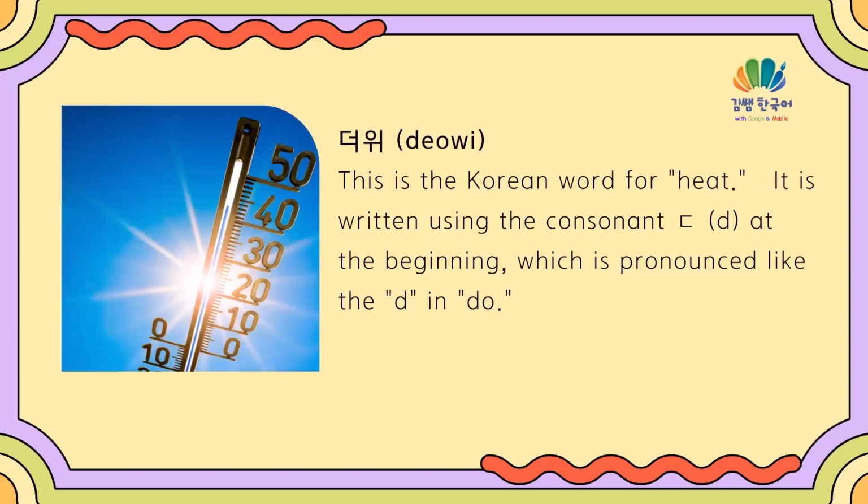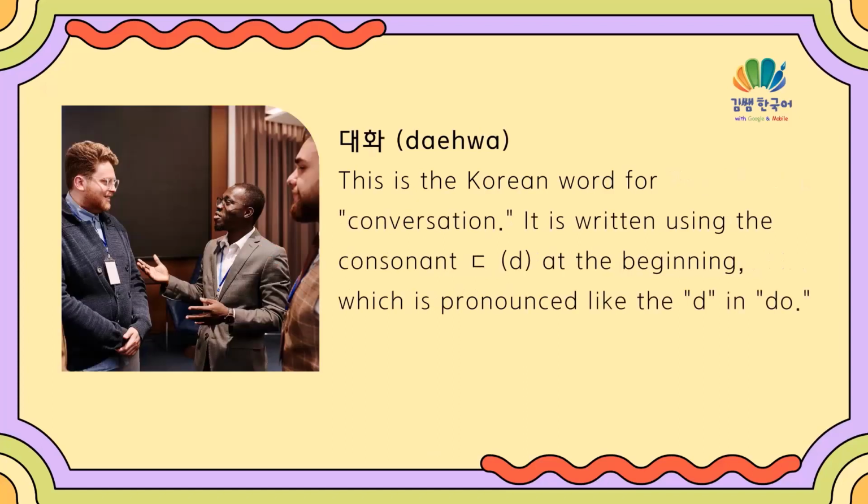In do, 더위. This is the Korean word for heat. It is written using the consonant 디귿, D, at the beginning, which is pronounced like the D. In do, 대화. This is the Korean word for conversation. It is written using the consonant 디귿, D, at the beginning, which is pronounced like the D.